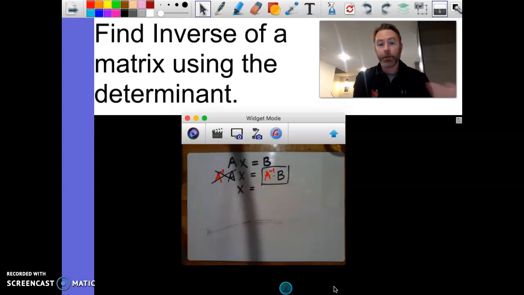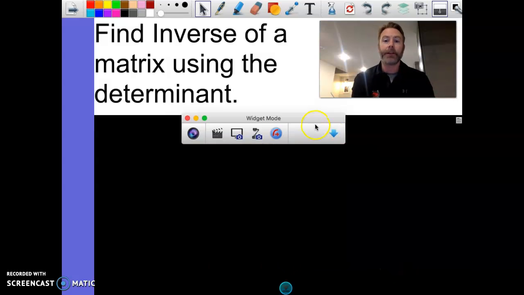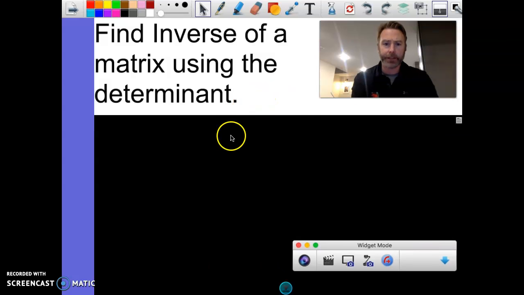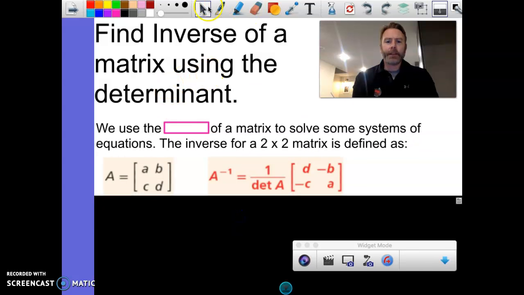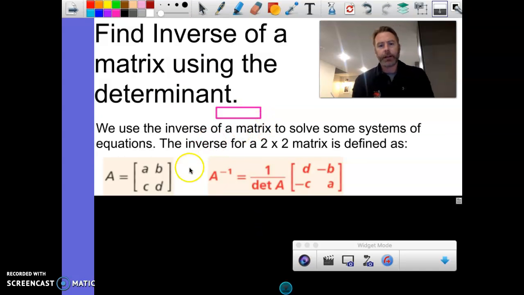In order to get there, we need to know how to find the inverse. In order to find the inverse, we need to know how to find a determinant. That's where all these lessons are linked. Big idea today, we're finding the inverse of a matrix. We use the inverse of a matrix to solve, as I just talked about. This is the actual formula in red here.